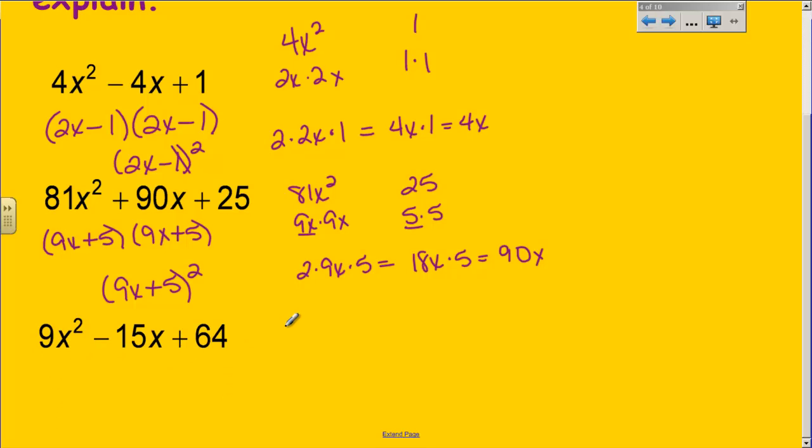9x squared, well, that's a perfect square. Its two factors are 3x and 3x. And then 64 is also a perfect square. Its two factors are 8 and 8. So far we're good. Let's check the middle term.